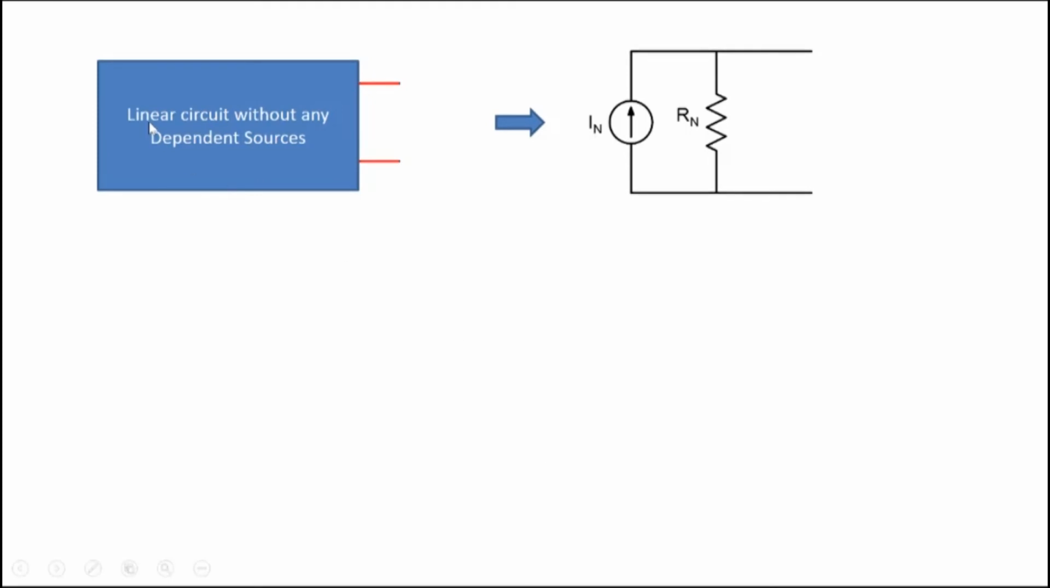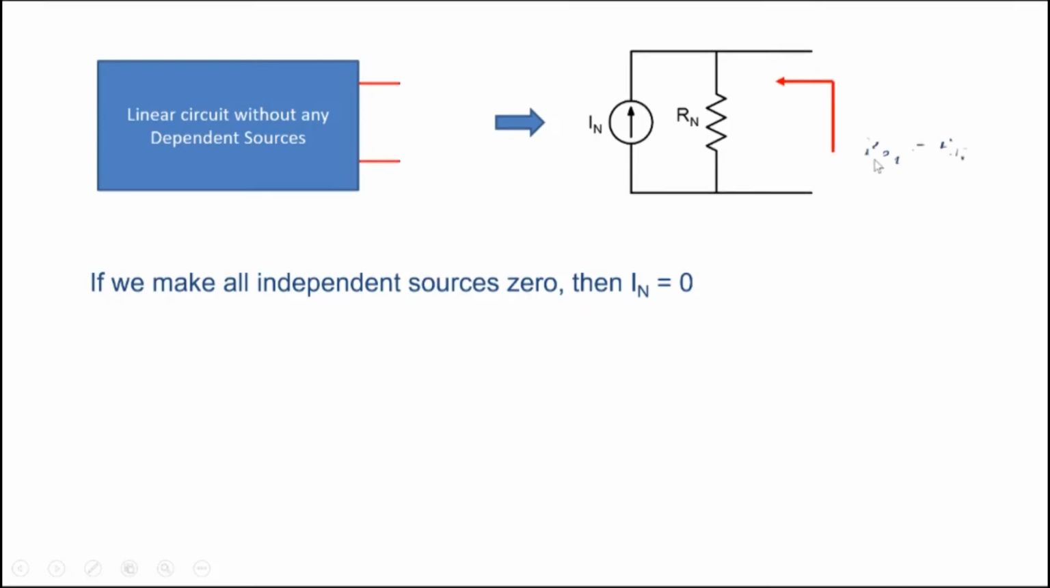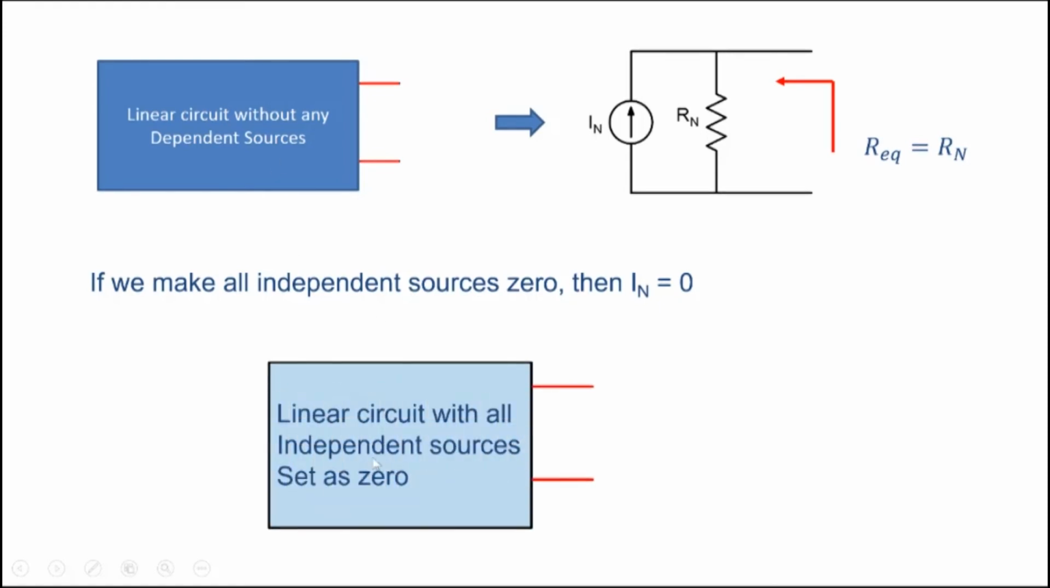Again, similarly, if you have a linear circuit without any dependent sources, then the determination of Norton's resistance becomes straightforward. If you make all independent sources 0, then IN will become equal to 0. The resistance looking from here will be equal to RN. So you take this circuit here, make all the independent sources 0, measure the resistance here, and you will get some equivalent value of resistance, but this has to be equal to RN because the two circuits are the same.